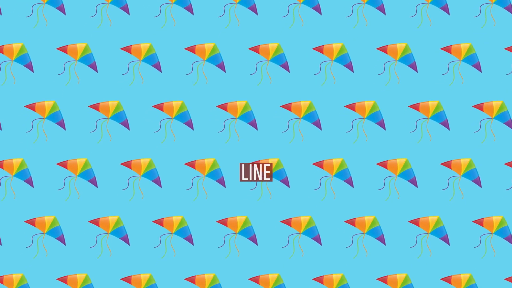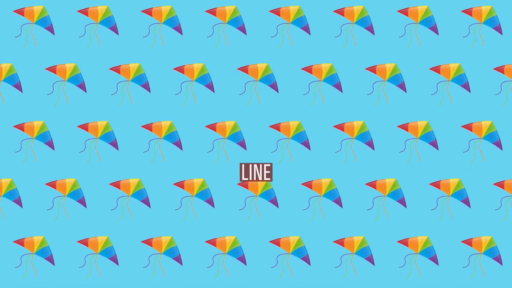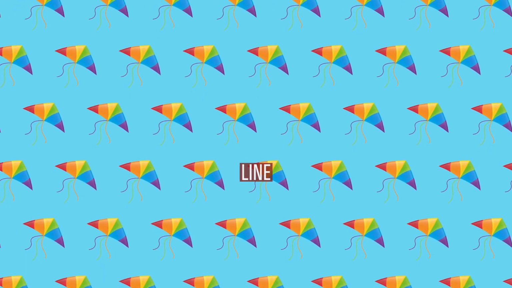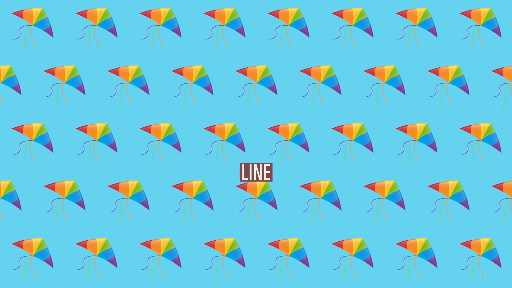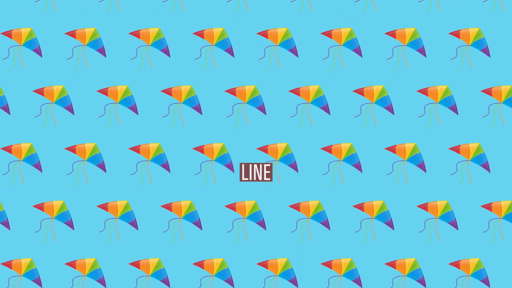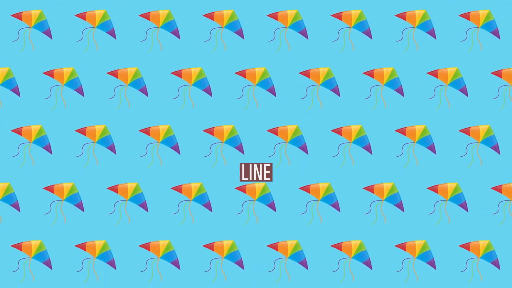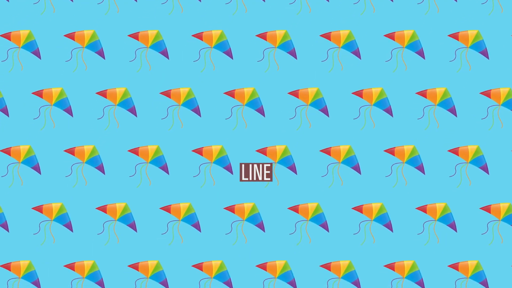Prepare yourself for an in-depth analysis of line in this section. The line is an element of art defined by a point moving in space. Lines can be vertical, horizontal, diagonal, or curved. They can be any width or texture and can be continuous, implied, or broken.